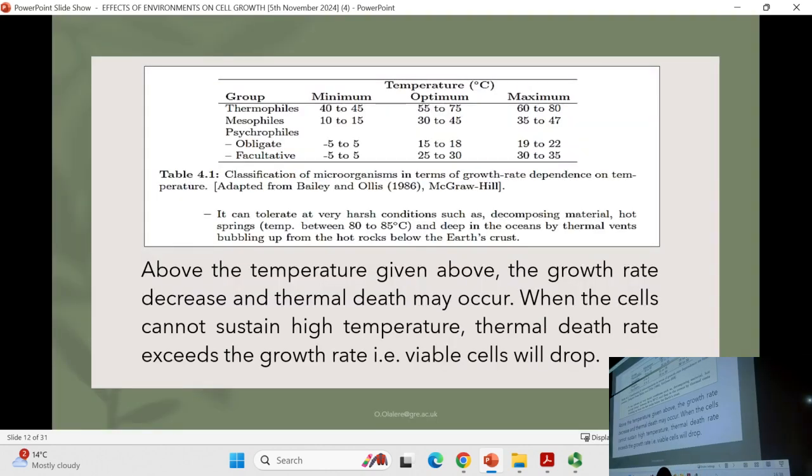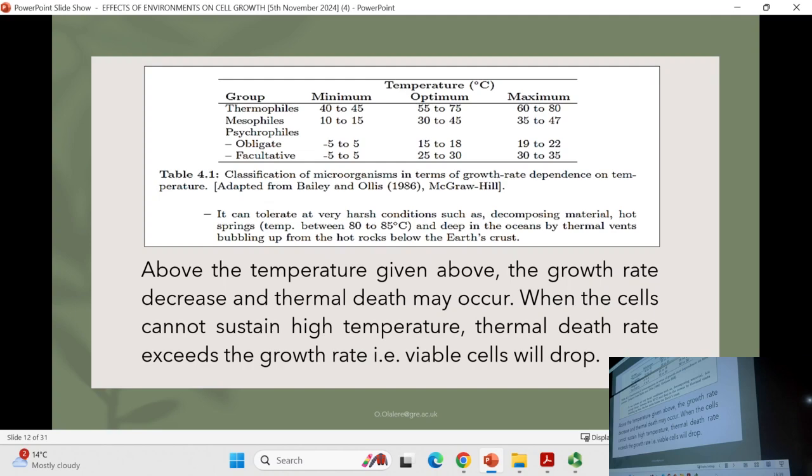So look at this table. Thermophiles: the minimum is between 40-45 degrees, and the optimum is 50 to 75 degrees, and an 80 degree maximum. Even at 80 degrees, it can still withstand this kind of temperature. Then we have mesophiles between these. Then we have other groups also, obligate and facultative microorganisms, those can withstand very low temperatures. That's the classification of microorganisms in terms of growth rate and their dependence on temperature.